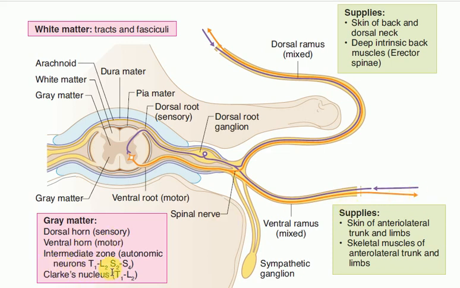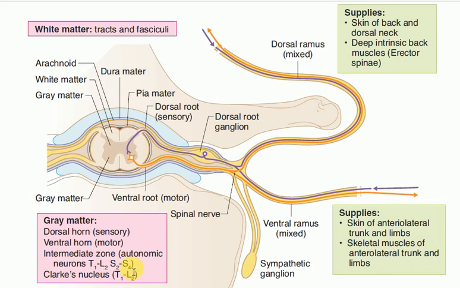The intermediate horn, as you can see, is mixed. It is both motor and sensory. The dorsal horn is purely sensory. The ventral horn is purely motor, but the intermediate horn is mixed. It contains motor fibers as well as sensory fibers.